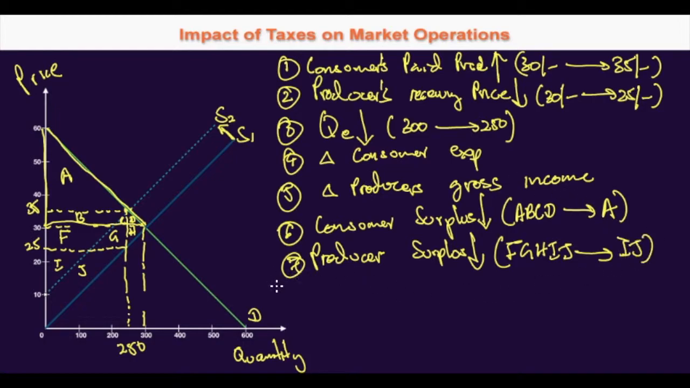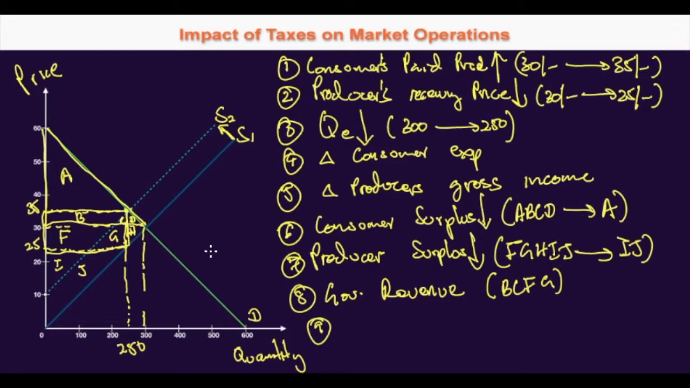Number 8 is that there is government revenue here. As you can see, B, C, F, G is the government revenue. This would be part of government revenue. So government revenue before was 0, and now you can see there is government revenue. From 0 it has become the amount of B, C, F and G.